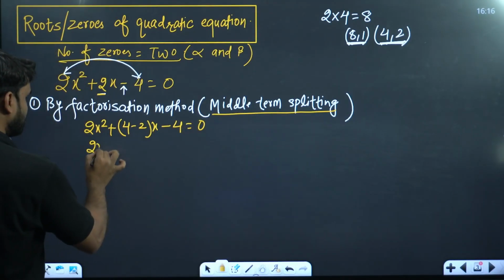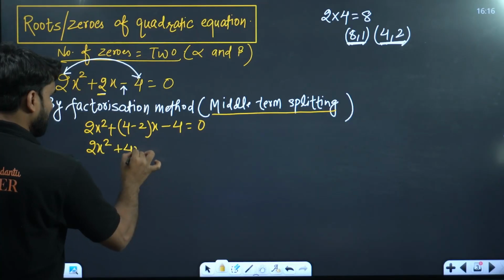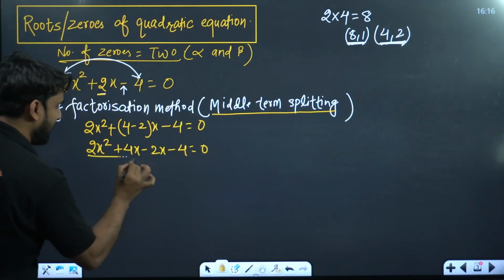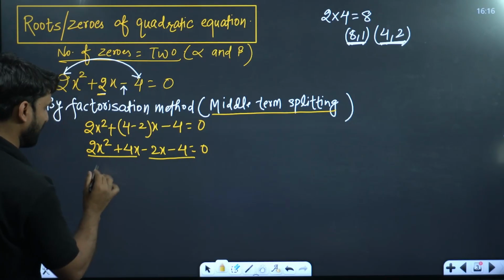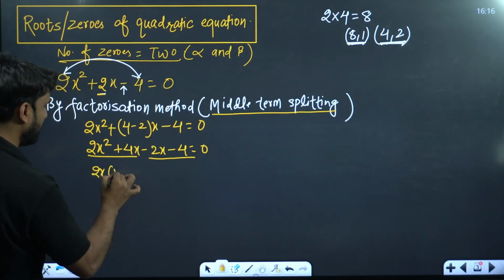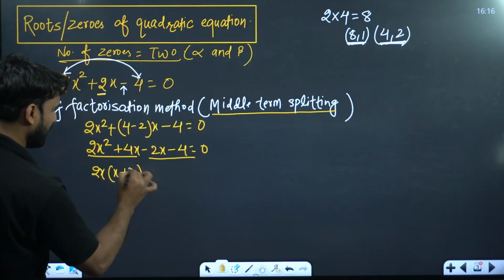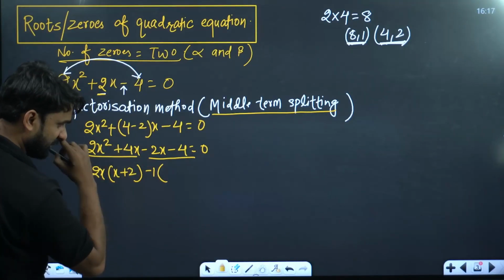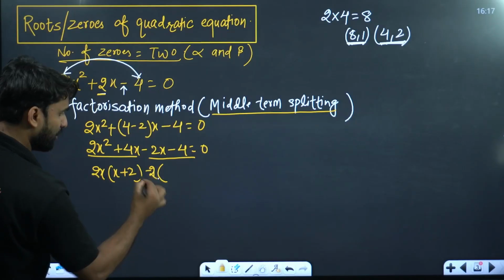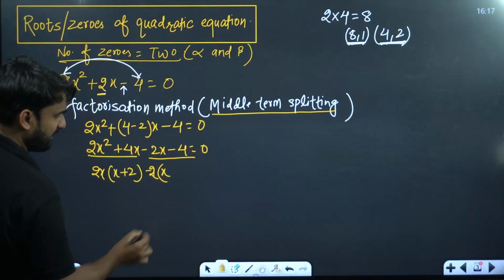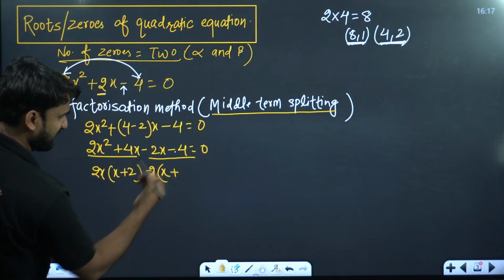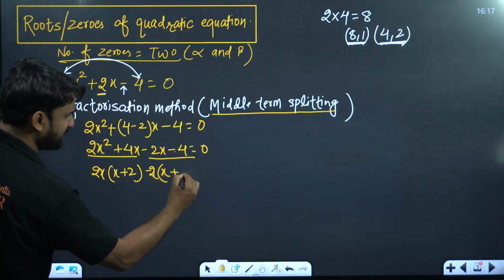So solve this: 2x² + 4x − 2x − 4 equals, now take pairs and take common. After making the pairs, we can take 2x common here, so this will be (x + 2), and here take −1 common. Taking −2 common, x remains here, and after taking the minus we write plus, because plus times minus gives minus, and we have taken 2 as common, so it will be 2.